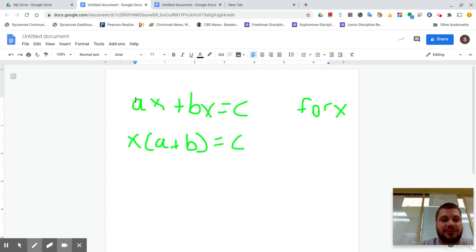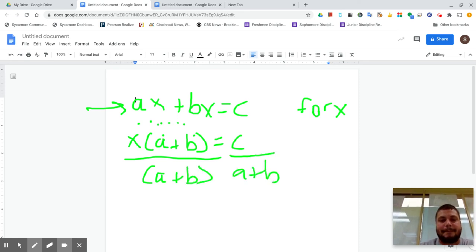See, if I would redistribute that x, I would do this, I'd be back to the original problem. Okay, now what's happening to the x? The x is being multiplied by the quantity a plus b. So I just divide by the quantity a plus b. And I have x equals c over a plus b.